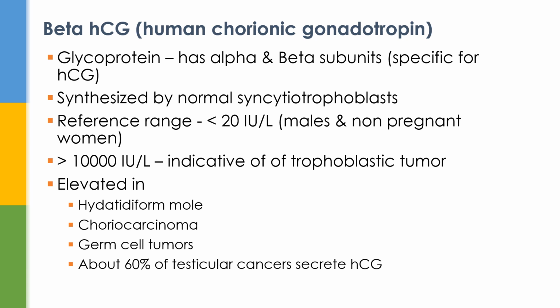Any value above 10,000 international units per liter indicates trophoblastic tumors. The common trophoblastic tumors are hydatidiform mole, choriocarcinoma, germ cell tumors. So in all these tumors, apart from pregnancy, it is elevated. And about 60% of testicular carcinomas also secrete HCG.